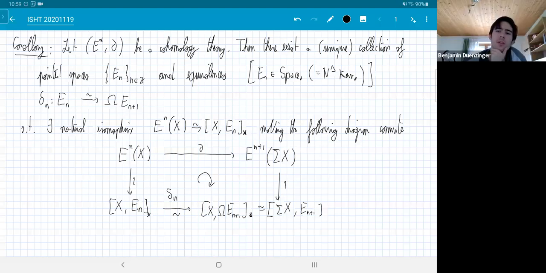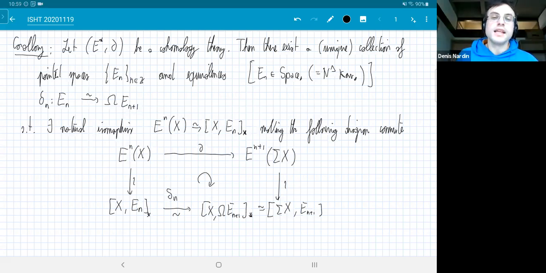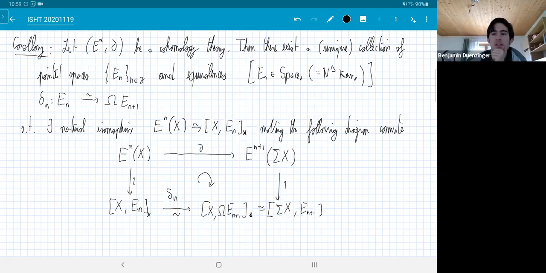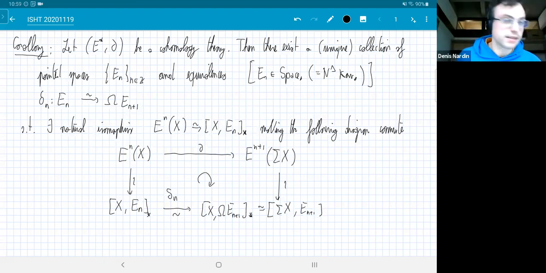What do you mean by the uniqueness precisely? The standard uniqueness up to unique isomorphism? No, I mean uniqueness up to isomorphism, but the isomorphism is not going to be unique. That's a subtle point I might discuss later.